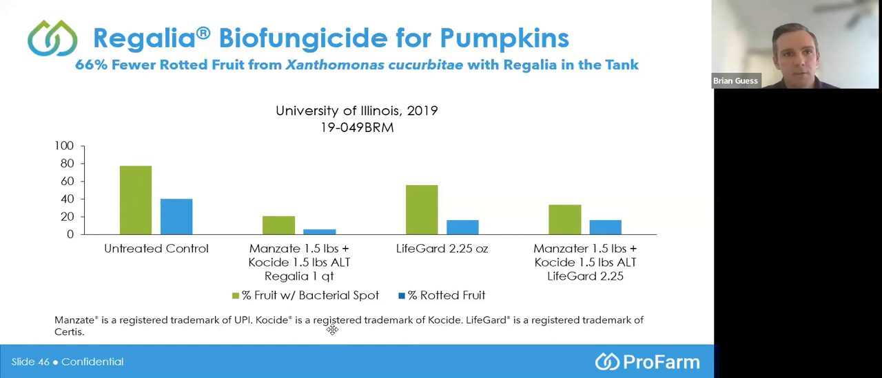It wasn't a tank mix of Regalia. We did a rotational. The Manzate at 1.5 pounds plus Kocide at 1.5 pounds alternated with Regalia at 1 quart per acre. And tank mixing is one option, and then also a rotational, incorporating Regalia into a rotational IPM spray program is also another option that you can do on your farm. And as you can see, the Regalia rotational treatment offered substantial control. We had Lifeguard standalone treatment, and then we did a Manzate Kocide alternated with Lifeguard also in this trial to compare.